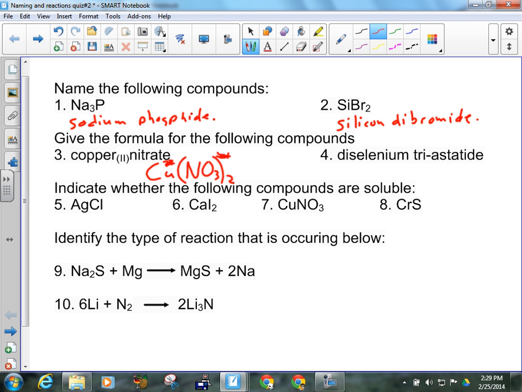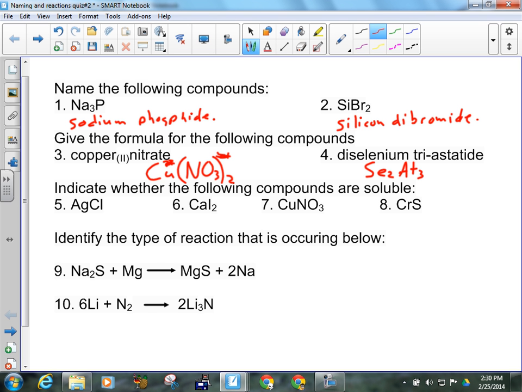Okay, number 4, molecular compound, diselenium triastatide. So Se2At3. Sorry, At. That's astatine, right? Se2At3, right? All right. So, questions on the first 4?